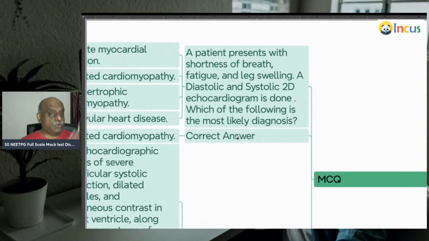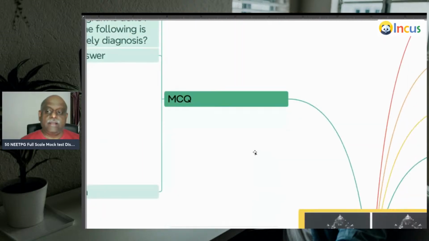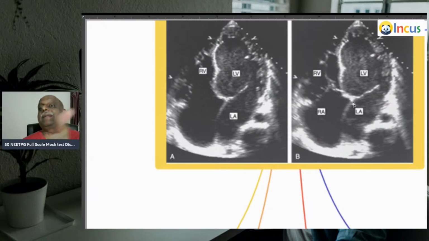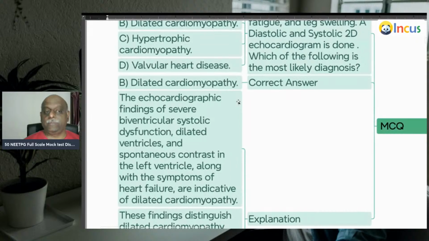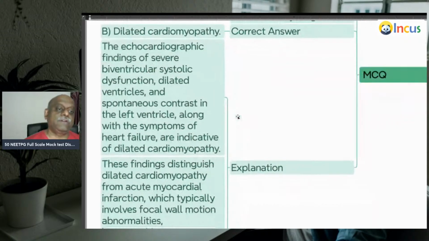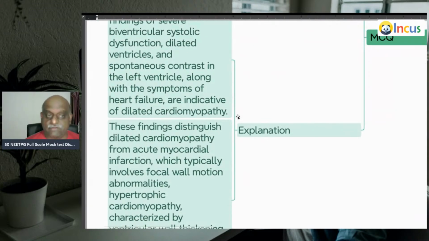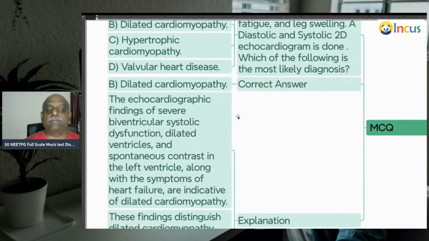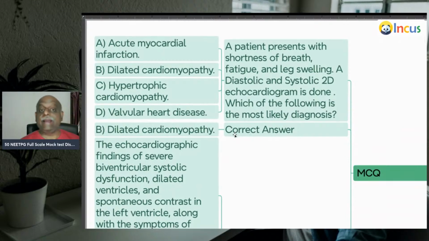A patient presents with shortness of breath, fatigue, leg swelling, diastolic and systolic dysfunction, and 2D echo shows dilated cardiomyopathy. Dilated cardiomyopathy, with biventricular systolic dysfunction and dilated ventricles, with spontaneous contrast in the left ventricle, along with the clinical presentation of heart failure with shortness of breath, is a very, very characteristic feature, doctor.